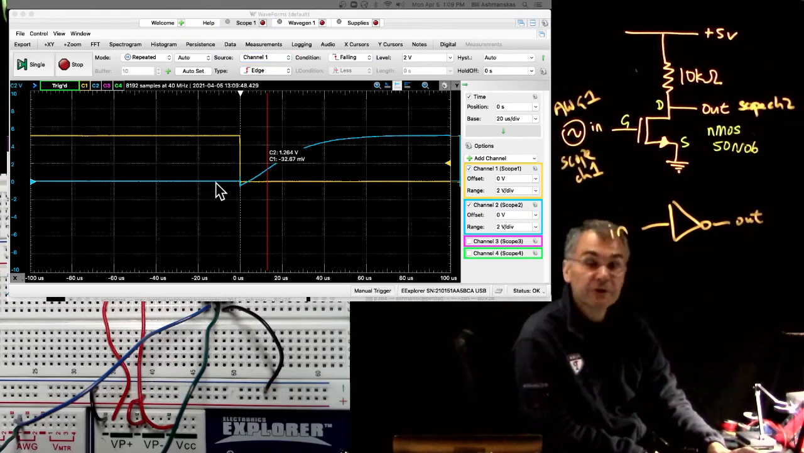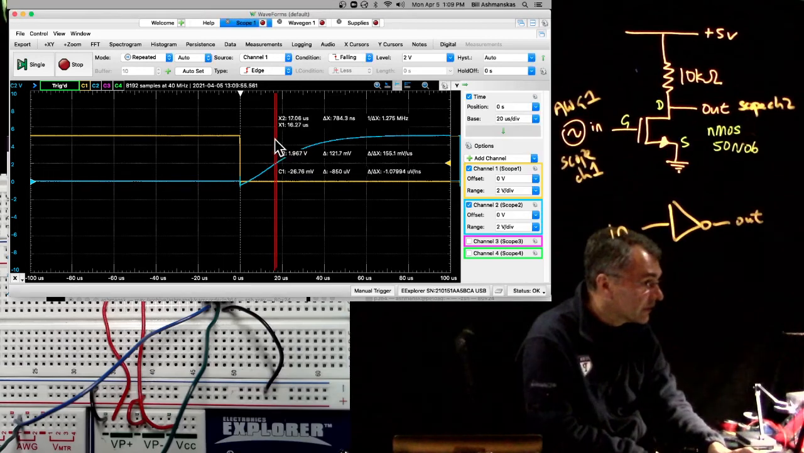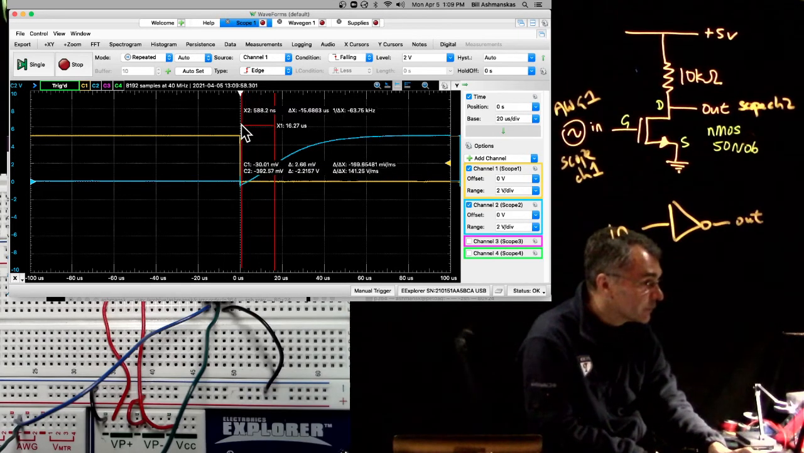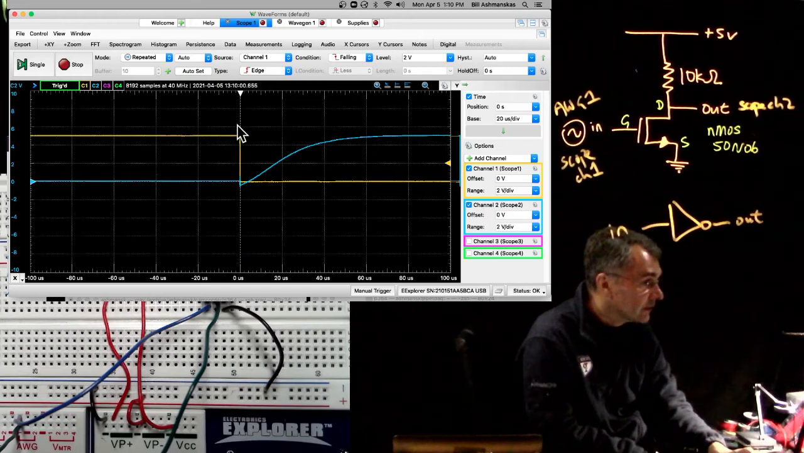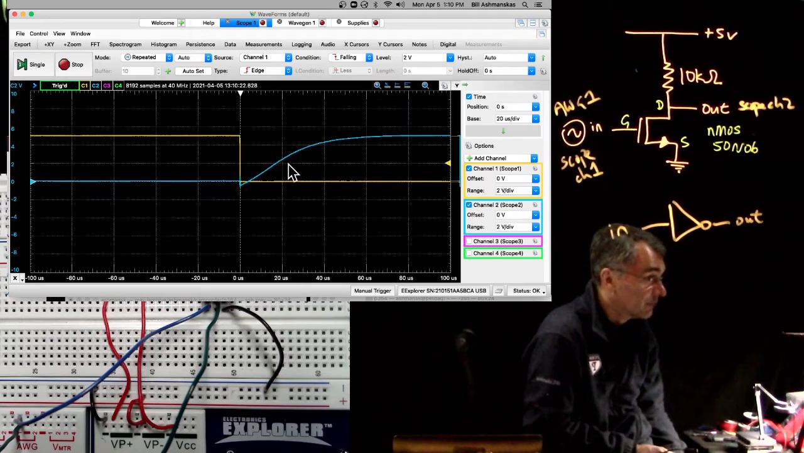Good. Okay, so we're going to trigger on channel 1 falling, and it seems as if the time constant is something like, let's say on the order of 20 microseconds. Yeah, it's something like 20 microseconds, right? The 1 over e time.